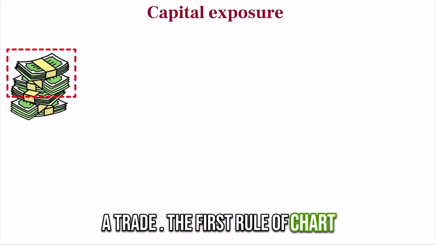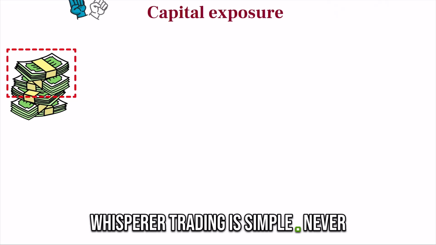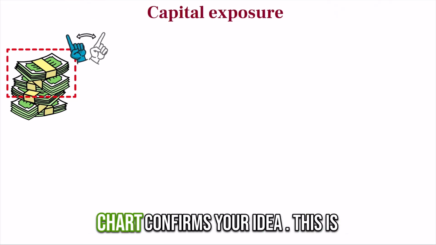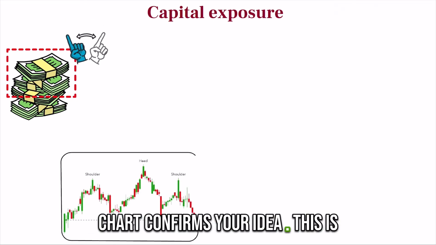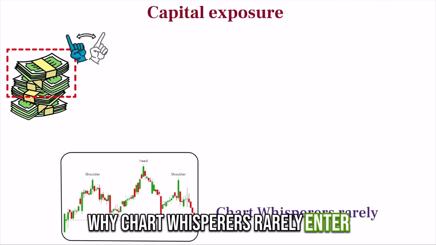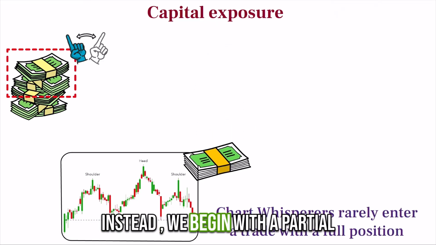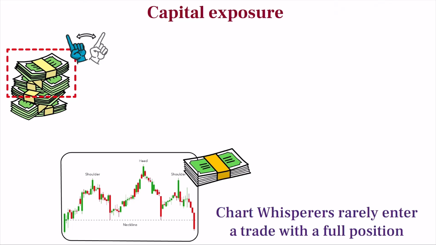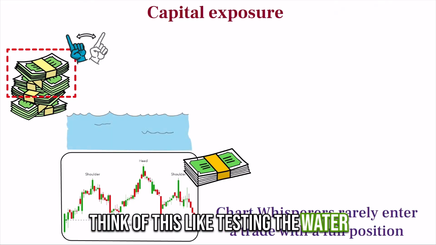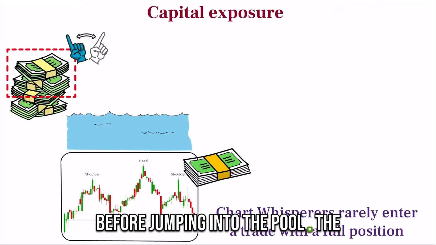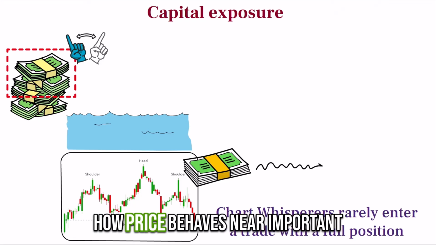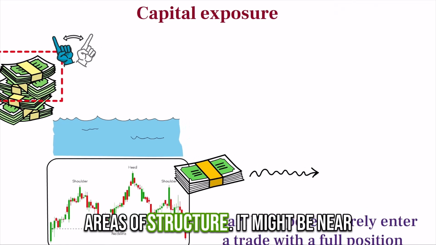The first rule of chart whisperer trading is simple. Never expose too much capital before the chart confirms your idea. This is why chart whisperers rarely enter a trade with a full position. Instead, we begin with a partial position. Think of this like testing the water before jumping into the pool. The first entry allows you to observe how price behaves near important areas of structure.